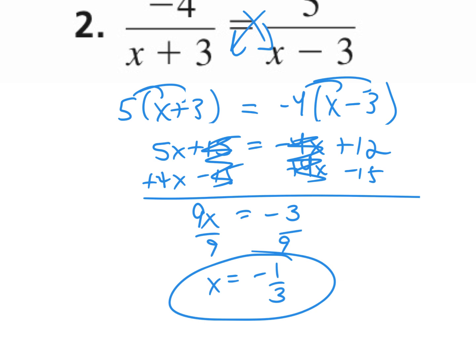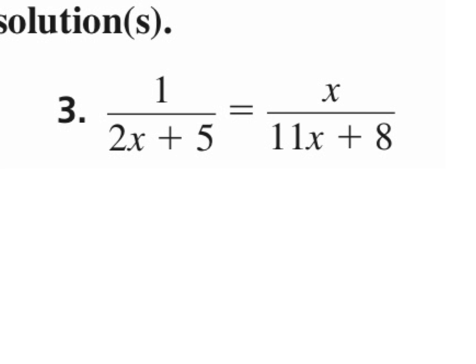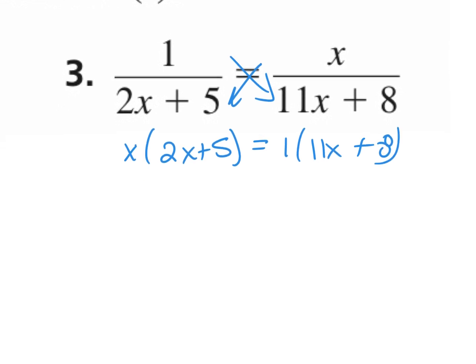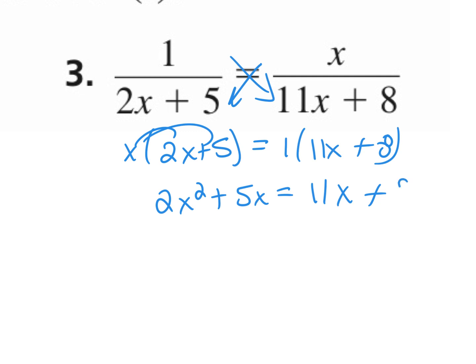All right, one more. Do I have a fraction equal to a fraction? Yes, so let's go ahead and cross multiply. This one's a little bit different, so watch. I have x times 2x plus 5 equals 1 times 11x plus 8. When we distribute, you have 2x squared plus 5x equals 11x plus 8, correct?